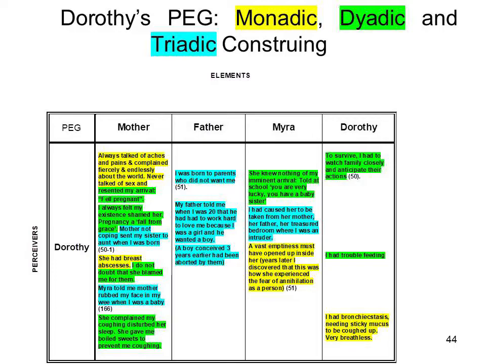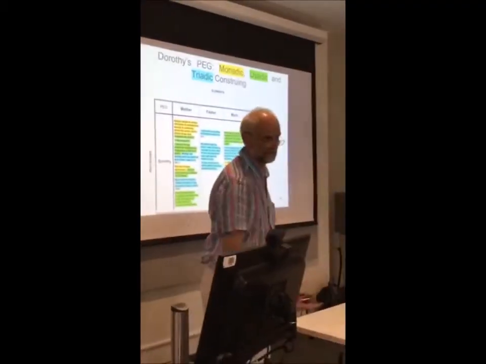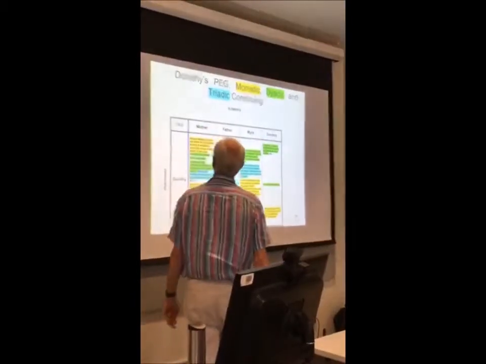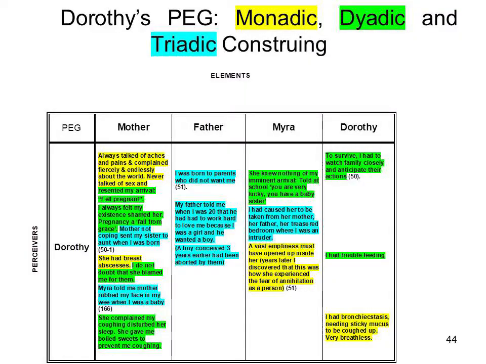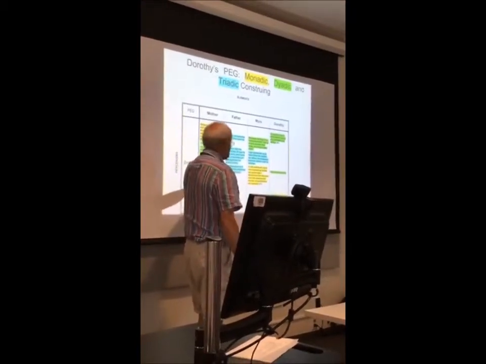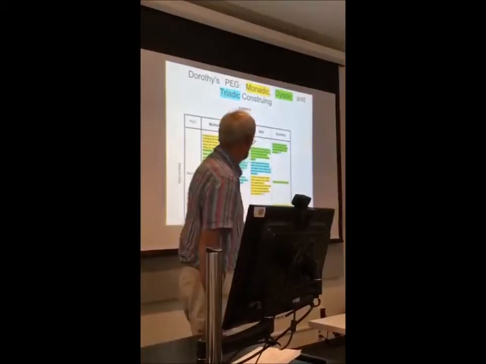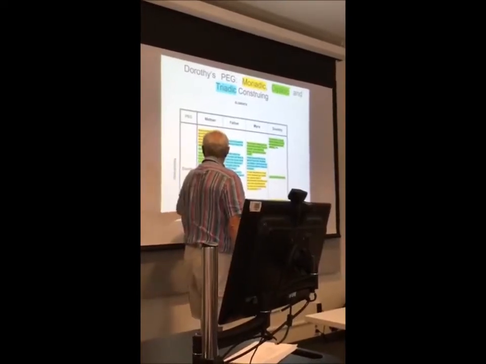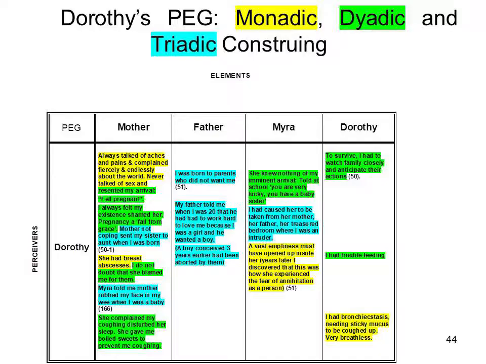So, she resented my arrival. Okay, so that's it. I always felt my existence shamed her. Pregnancy is a fall from grace, so that's still relational, isn't it? It's still dyadic. It's something about a regret that the daughter was born. I do not doubt that she blamed me for the breast abscesses. She complained my coffee disturbed her sleep. She gave me boiled sweets to prevent the coffee. Dyadic process.